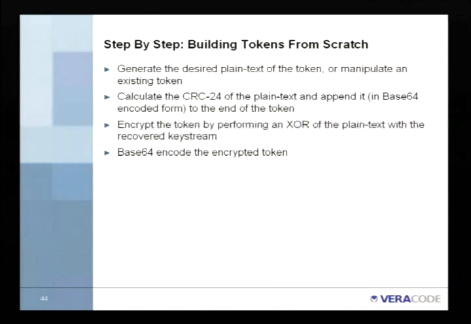So somehow we come up with a plain text version of a token. We calculate the CRC24 of that plain text, using our reference code, and append it to the end of the token in base64 encoded form. So those 4 characters that we saw before. Encrypt the token by performing an XOR of the plaintext with the key stream that we recovered in the earlier steps. That's our process of encrypting. And then finally, base64 encode that encrypted token so that it's in the same format as what we originally saw. And when you do that, you can see other people's statements.